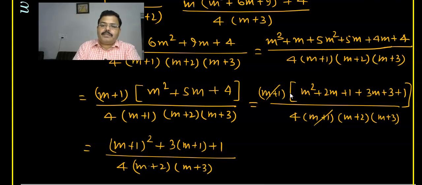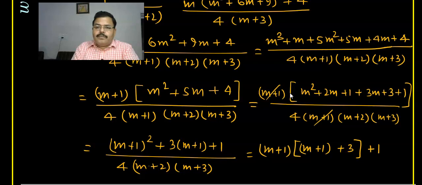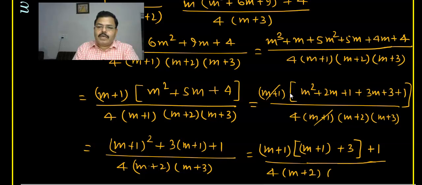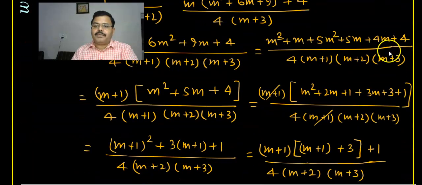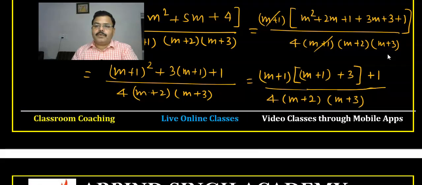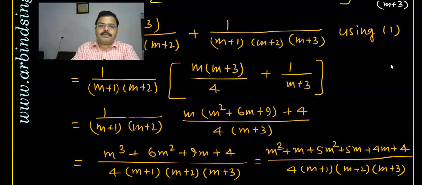So if I would take m plus 1 common from these two, then what will happen? Here m plus 1 plus 3 and plus 1. So that is divided by 4 times of m plus 2, m plus 3. So now the thing is, we have to say m plus 1 and m plus 1 plus 3, that is m plus 4 should be there. So m plus 4, 1 is left. How? 1 is left. Let me check it.